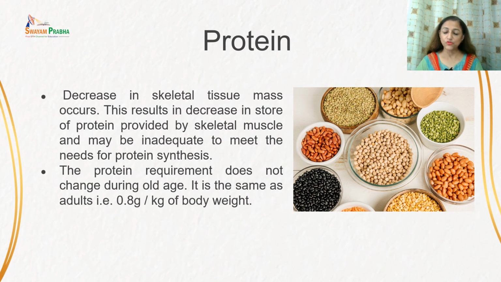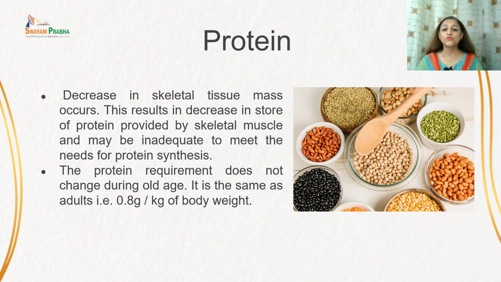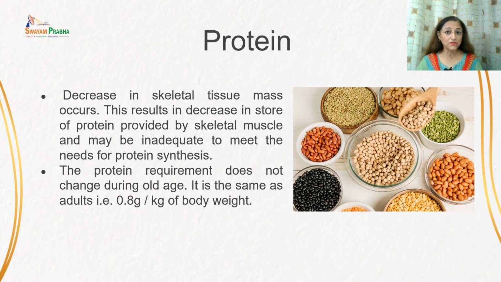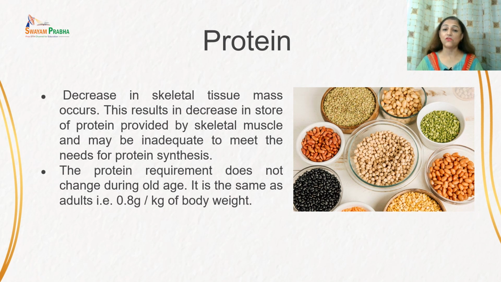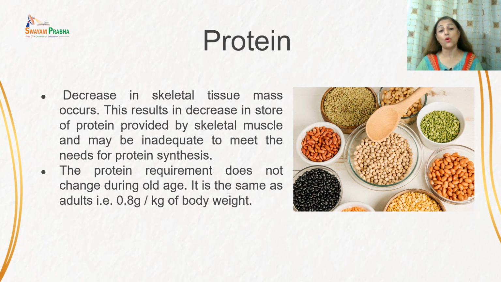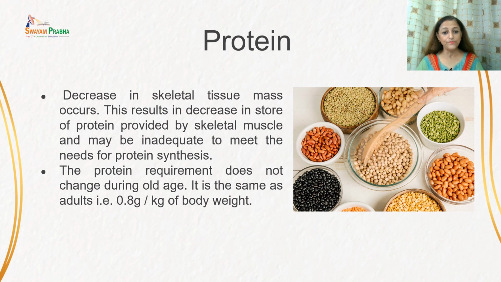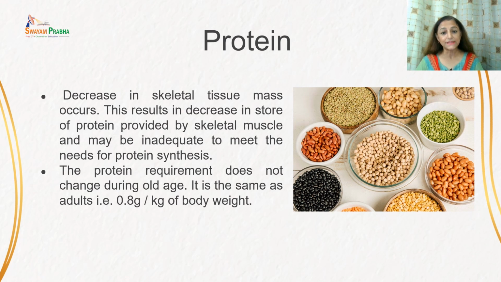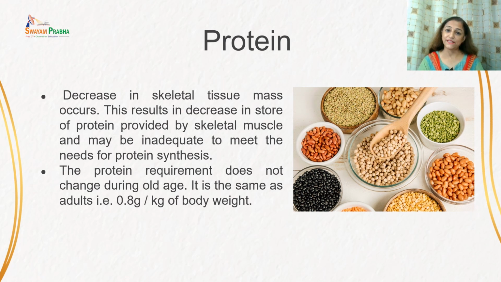Let's focus on protein now. As people age, there is a decrease in skeletal tissue mass also. So this results in a decrease in the reserve or store of protein which is provided by the skeletal muscle, and this may be inadequate to meet the needs of protein synthesis, which should go on constantly inside the body. So the protein requirements are not changed during old age. It is the same as that of younger adults, that is 0.8 gram per kilogram of body weight.